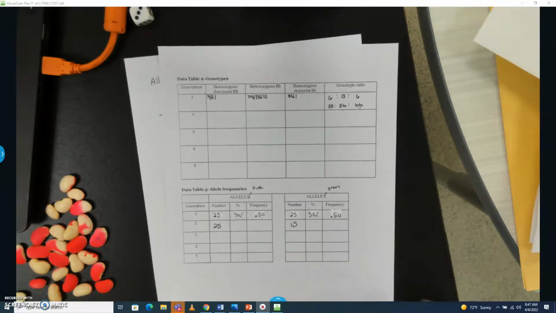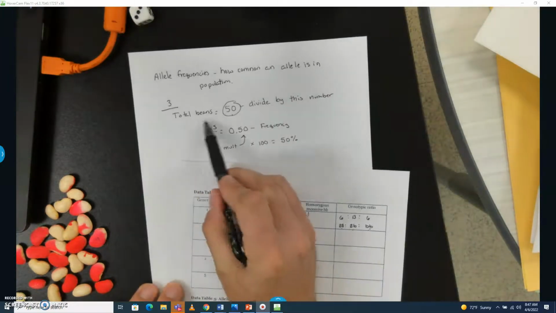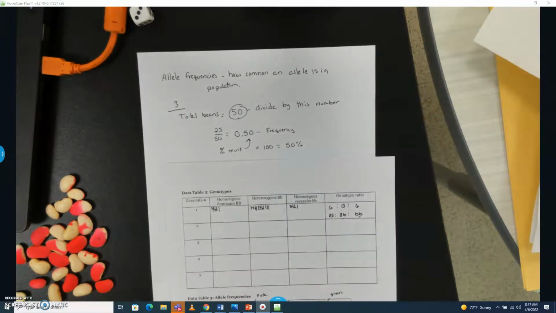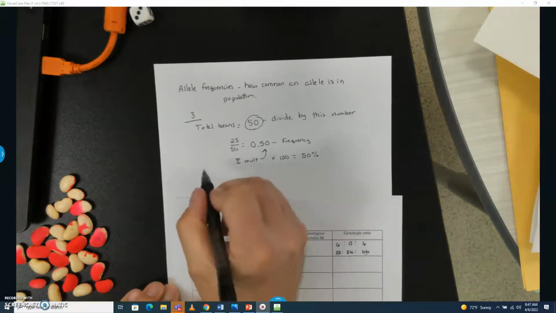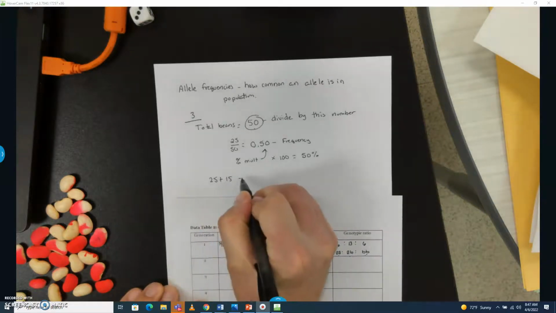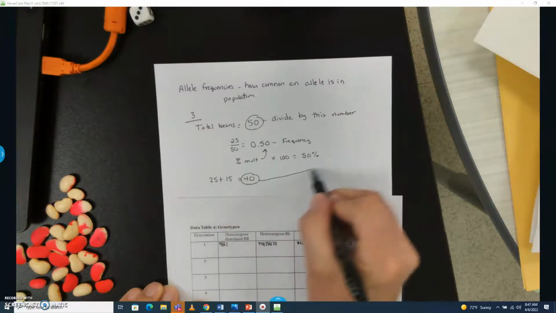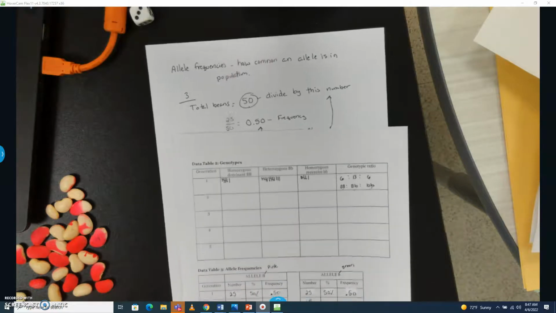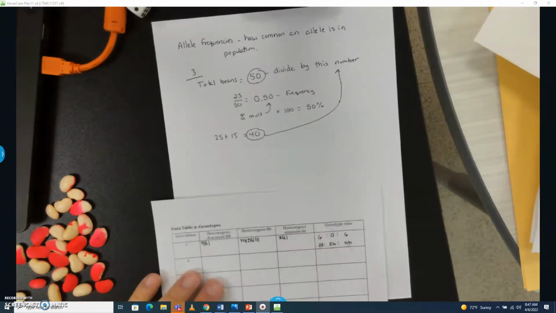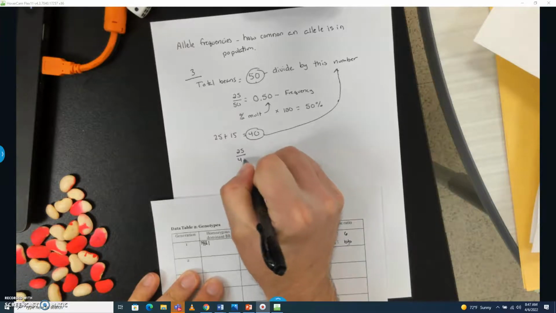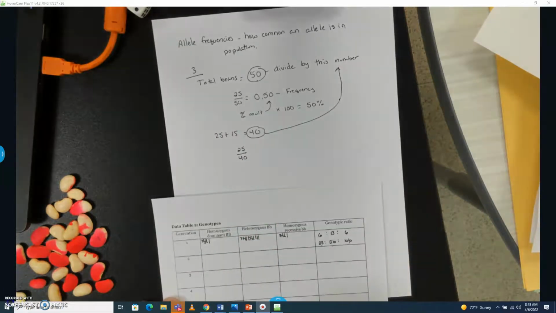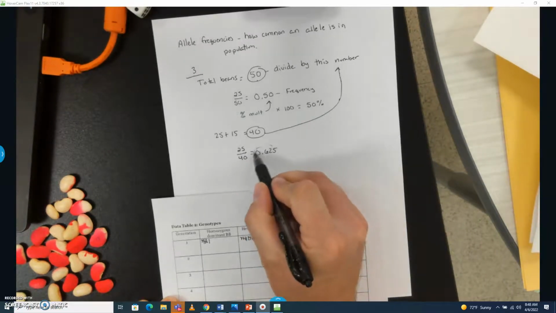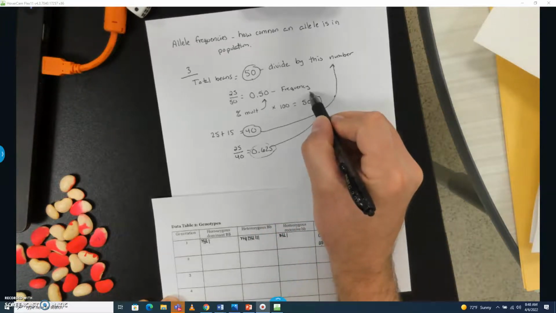So let's check out again how to do that math. First off, I need to know how many total beans I have now. I don't have 50 anymore, so I have to add 25 plus 15. If I add those two numbers together, 25 plus 15, I get 40. So that will be the number I'm dividing by now. All right, so I still have 25 here, so 25 divided by 40. That gives me 0.625. So this number right here, that is my frequency.